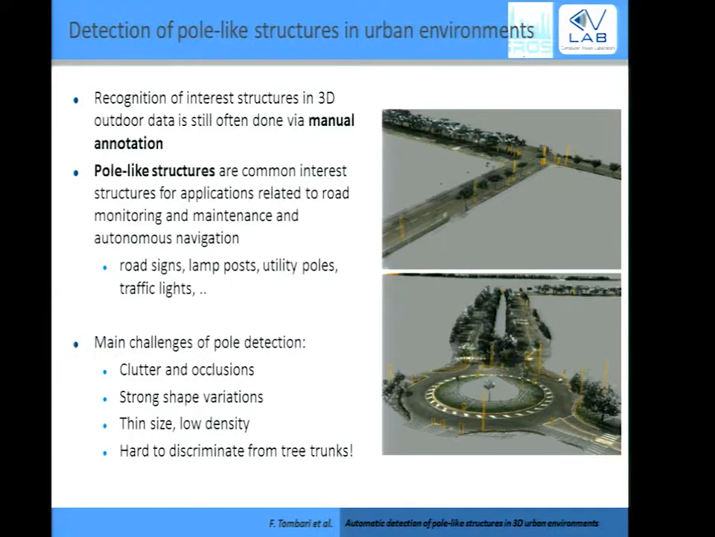Unfortunately, these structures are particularly challenging. Indeed, there's a lot of clutter and occlusion in this data. As well, they exhibit huge and strong shape variations among the same category. Also, they are of a very thin size and low density, just a few tens of points per object, and it's very hard to discriminate between pole-like structures and tree trunks.